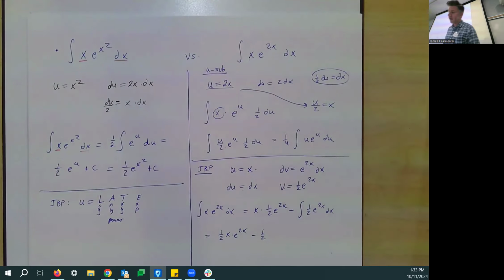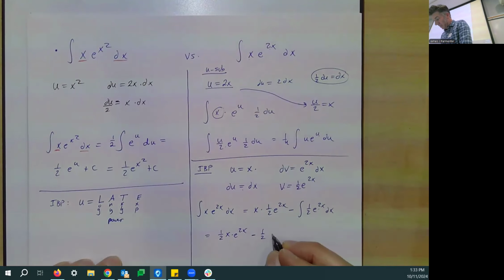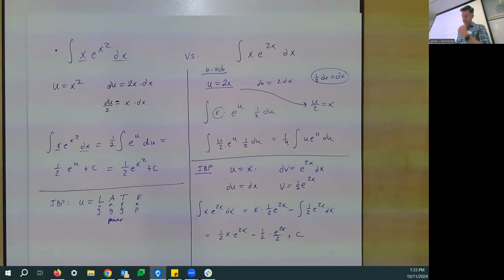So anyway, the antiderivative of e to the 2x, we just did it. It's again e to the 2x divided by 2. Plus c.